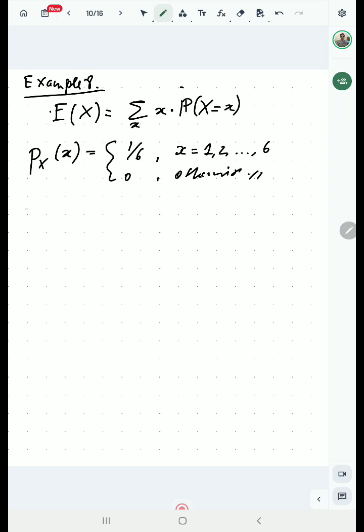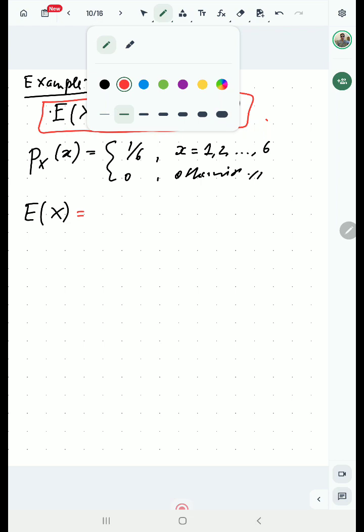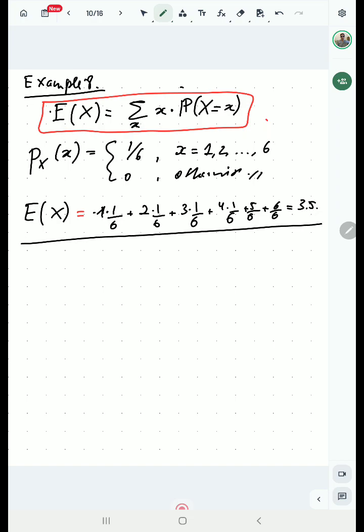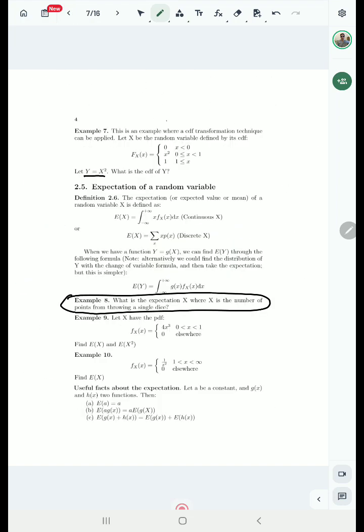Now, if you want to find the expectation of x, use this formula. Let me put the formula within the red box. So this is going to be equal to each value of x, so 1 times 1 over 6 plus 2 times the probability that x equals 2, that is 1 over 6, plus 3 times 1 over 6 plus 4 times 1 over 6 plus 5 times 1 over 6 plus 6 times 1 over 6. And that is going to give you 3.5. That is the essence.